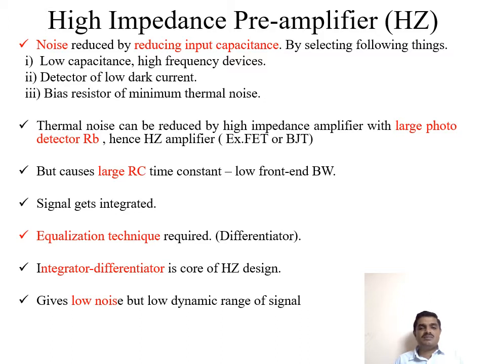Hence, the high impedance amplifier uses FET and bipolar junction transistors, but causes a large RC time constant with low front-end bandwidth. The signal gets integrated. Equalization techniques are required. Integrator and differentiator are the core functions of the high impedance amplifier design. It gives low noise but a low dynamic range of the signal.